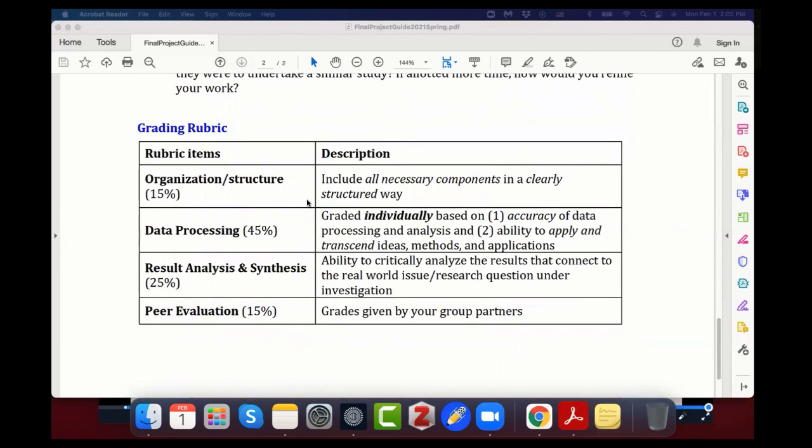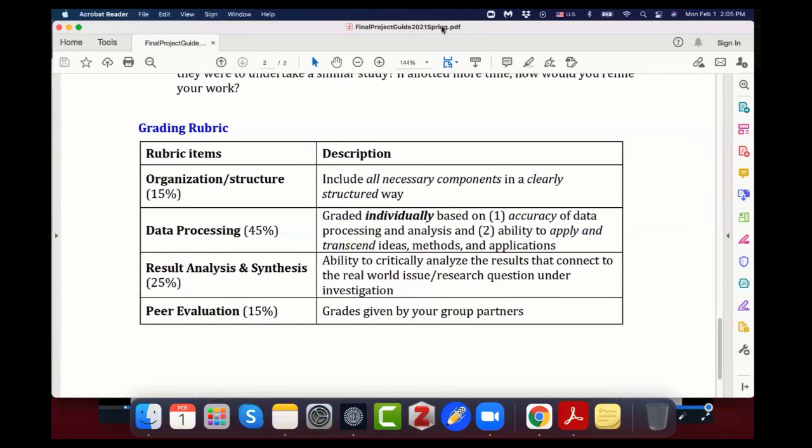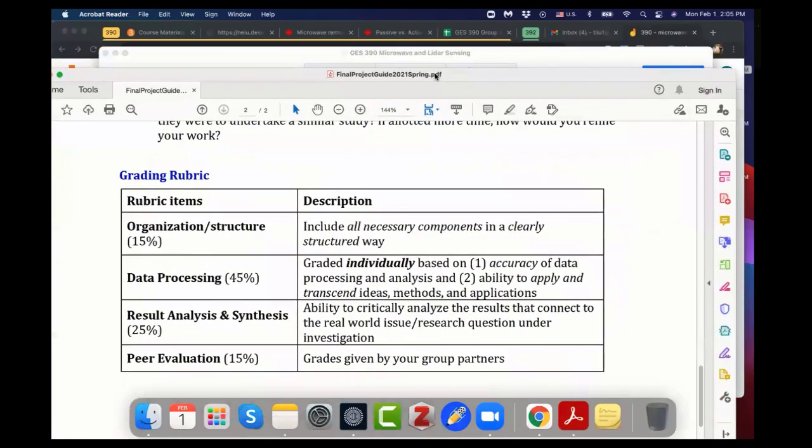So let me see. The data processing portion is going to be graded individually, and there's also a peer evaluation portion. Together they take 60%. So I would say at least 60% of the project is graded individually. Depending on the topic you selected, the results portion may be graded individually too. So even if you're working in a group, there will be some individual work and individual grading components, which I hope can make things more flexible.